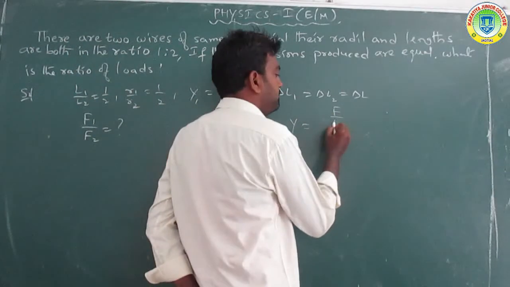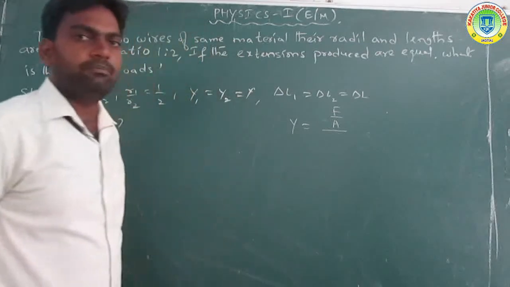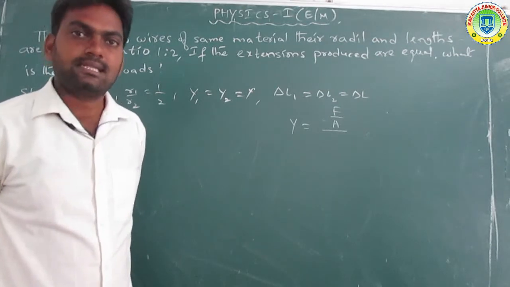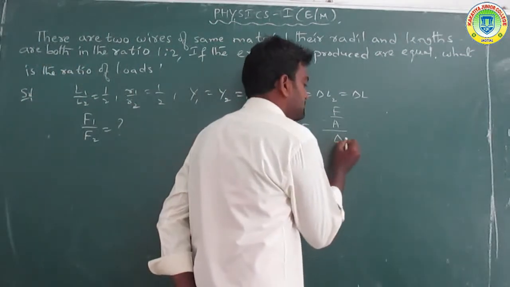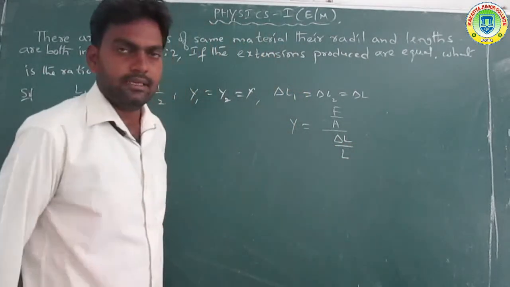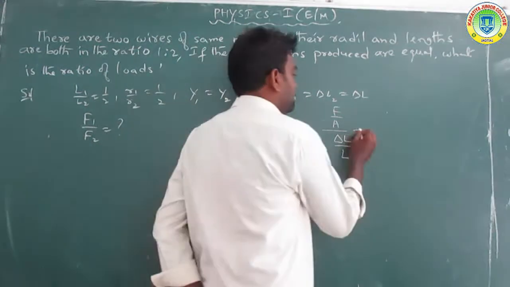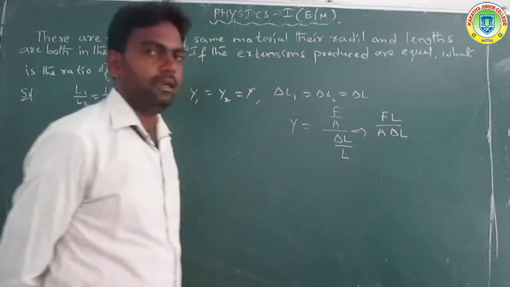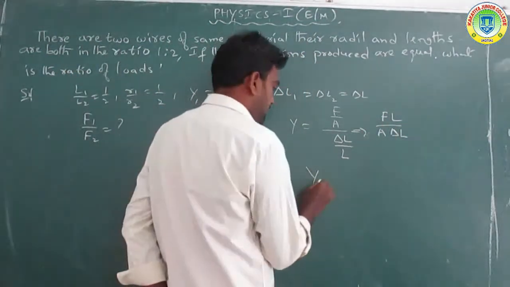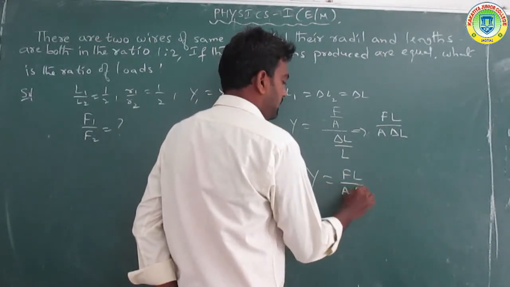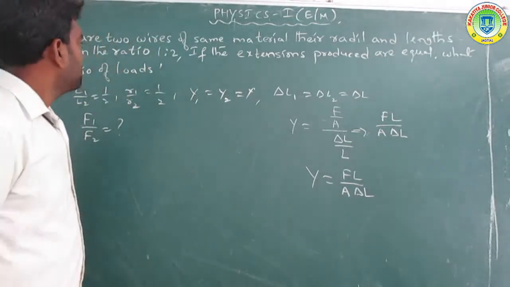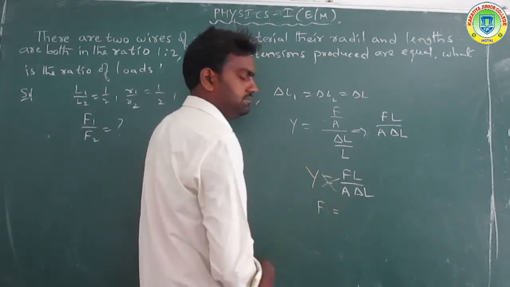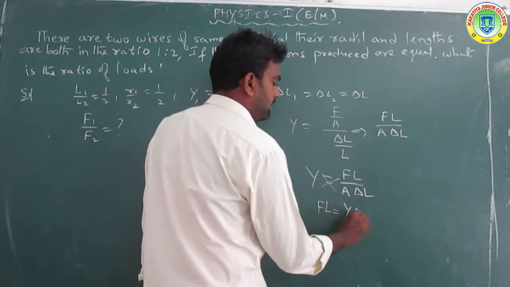Young modulus is F by A, the longitudinal stress, divided by the longitudinal strain, which is delta L by L. So y is equal to F L by A delta L. To find the forces F1 and F2, we cross multiply, so F L is equal to y A delta L.